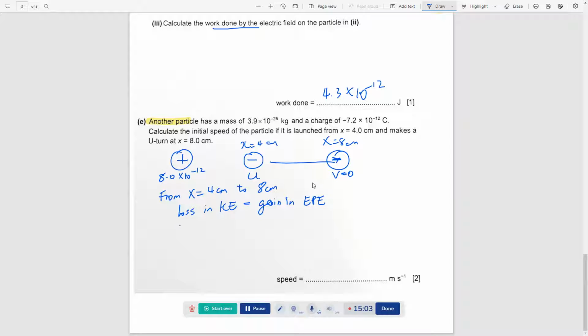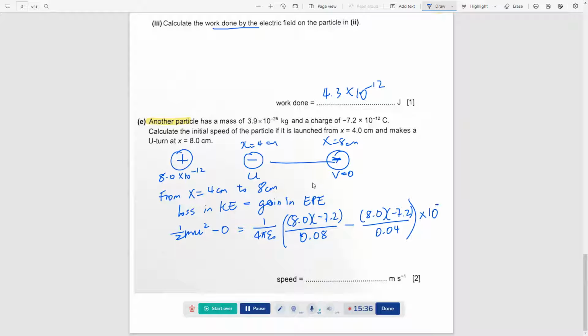So loss in KE is half mu square minus 0. EP, again, is 1 over 4 pi epsilon naught times 8.0 and negative 7.2, same thing, divided by the gain, which is final minus initial. We have to be disciplined on initial minus final or final minus initial. So this is going to be 0.04, and remember to multiply by 10 power minus 12 squared, because we didn't put it inside. From here you can get your initial speed.